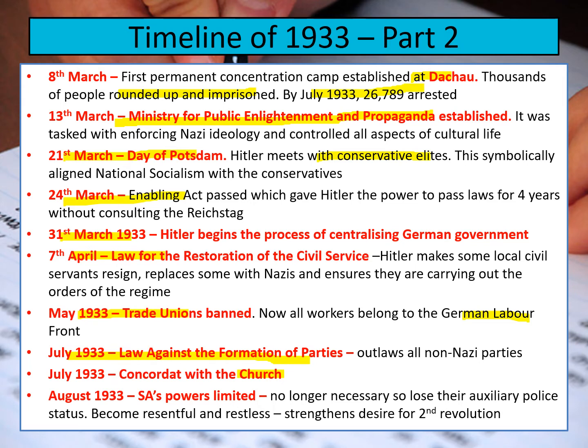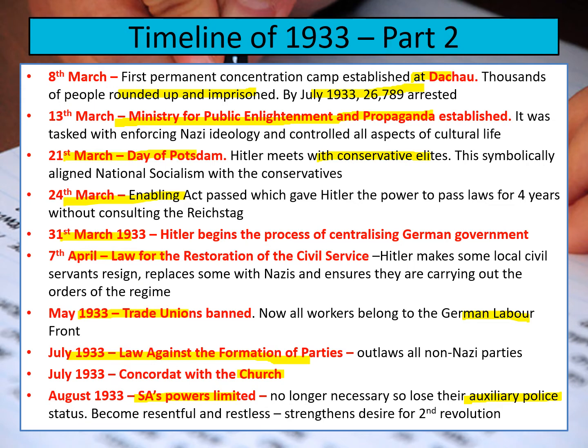So essentially Hitler starts to limit their powers by the time we get to August 1933. He takes away things like their auxiliary police status, and this makes them quite restless and quite resentful of the Nazis. It makes them want a second revolution and to keep the revolution going further. And this is when we start to get real tension between Hitler and the SA and Röhm, which will obviously lead to the Night of the Long Knives by the time we get to June 1934.